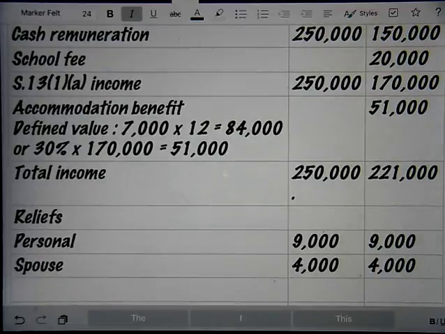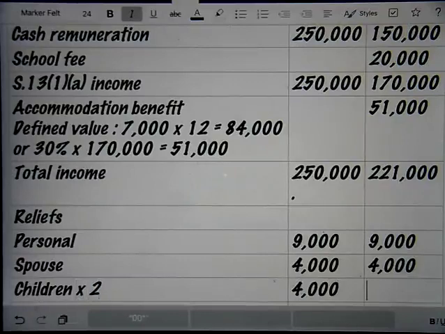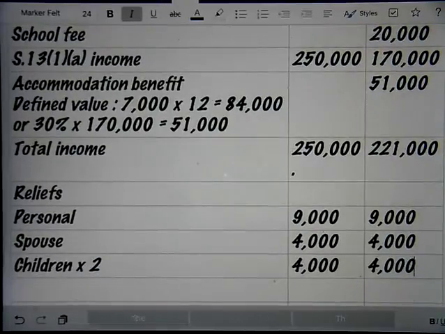Then you got 2 children. This times 2. This is also 4,000. Yes or no? Not enough nowadays. Correct, 4,000. One child already 50,000, 30,000, and the government giving 4,000. Okay, EPF, how much? Can you get the numbers? 6,000. Max limit for EPF is 6,000.